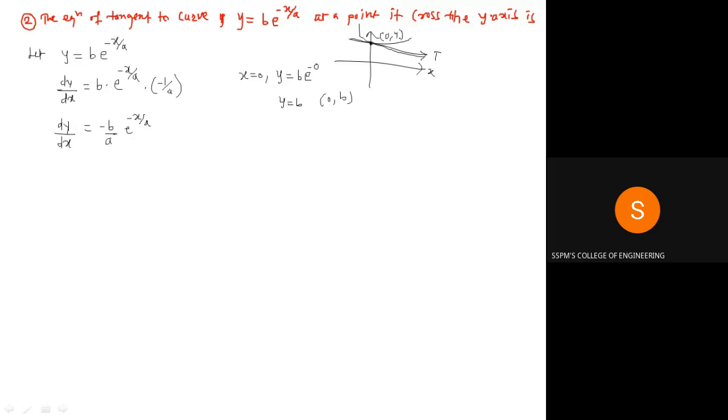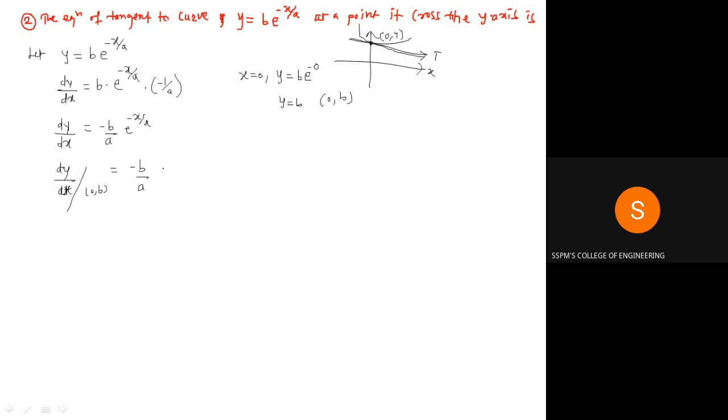So tangent at point 0, b, find for that. The first derivative defines the tangent at point 0, b, so substitute x as 0 and y as b. Then e raised to minus 0 is 1, so we get minus b by a. So minus b by a is the correct option.